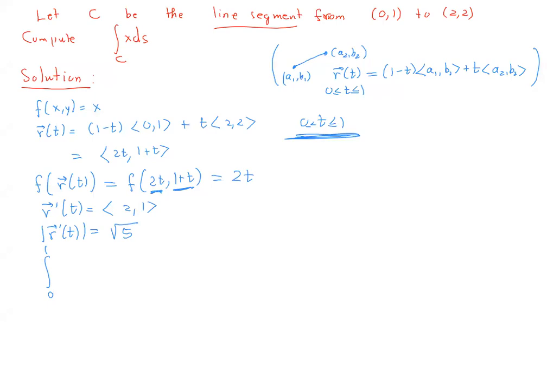We have f of r of t, which is 2t. And we have the speed, which is square root of 5 dt. And of course, this is a very simple integration. So the antiderivative is t squared times square root of 5 from 0 to 1, which gives us square root of 5. And that's the computation. A very, very simple integral. Let's do a few more examples to see different parameterizations and different possibilities.